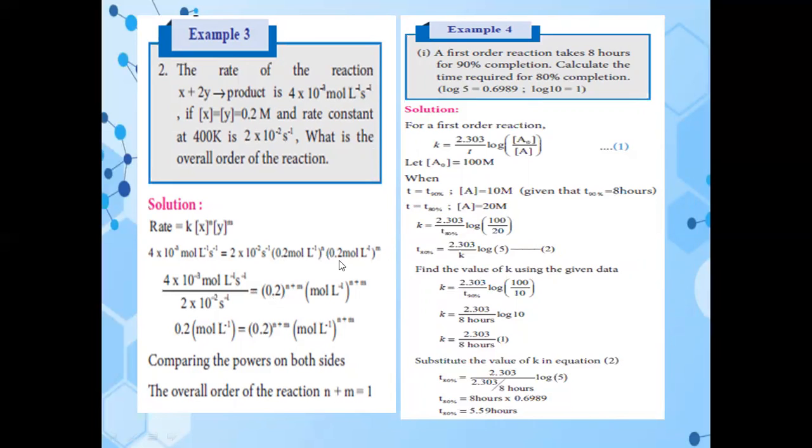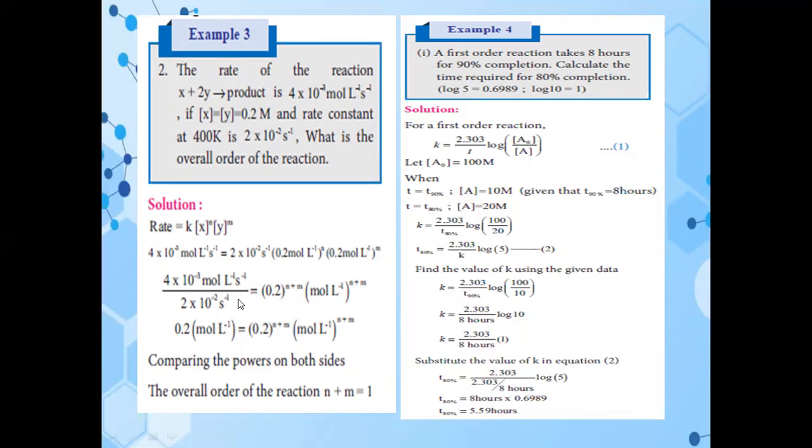So 0.2 is common in both X and Y, so we are going to take out the 0.2. For the 0.2 power, we need to add these 2 powers, n plus m. Like that, mole per liter is common in both X and Y, so we are going to take out that mole per liter. The power m plus n we need to add here.